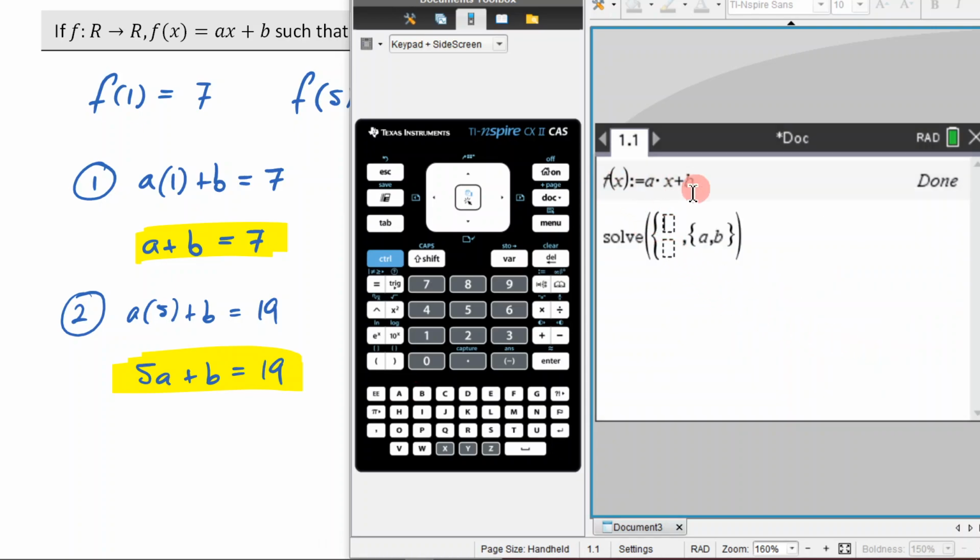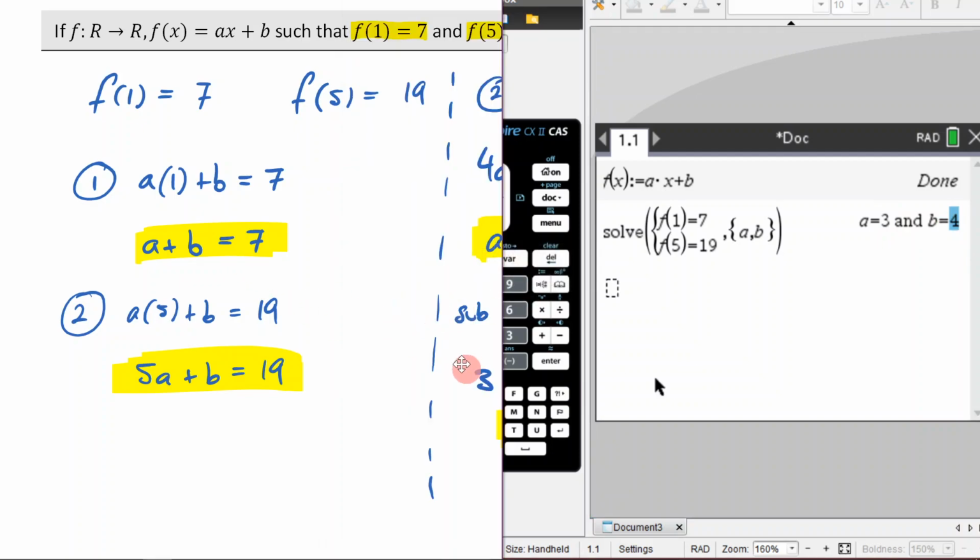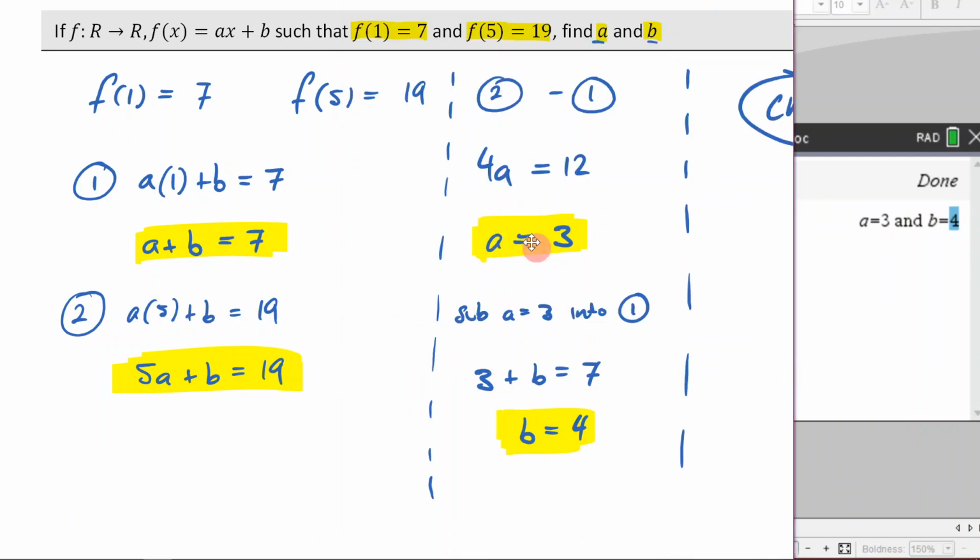Now, once I'm here, because I've already defined what f is, I simply have to go, all right, I know that f(1) is equal to 7, and I know that f(5) is equal to 19. And just like that, I've written in those, but because I've defined it, it's just a lot easier. Now, when I hit enter, I get a is equal to 3 and b is equal to 4, which is what we got over here.